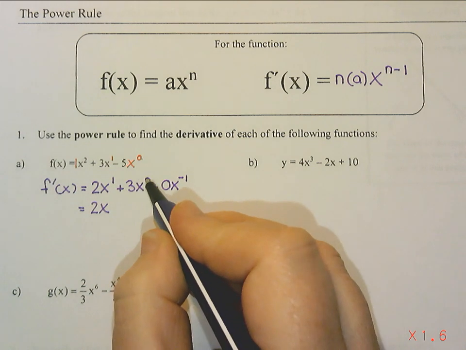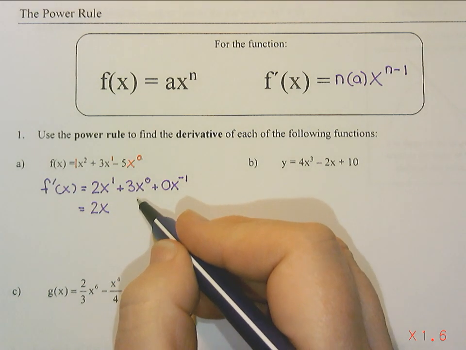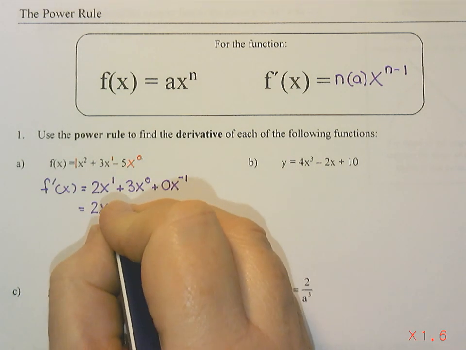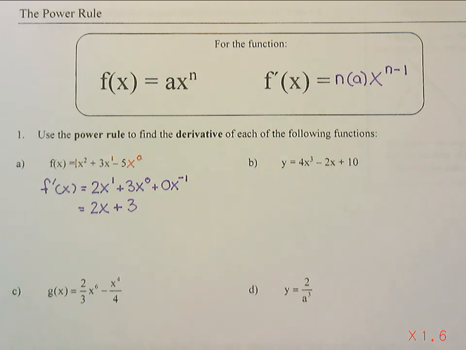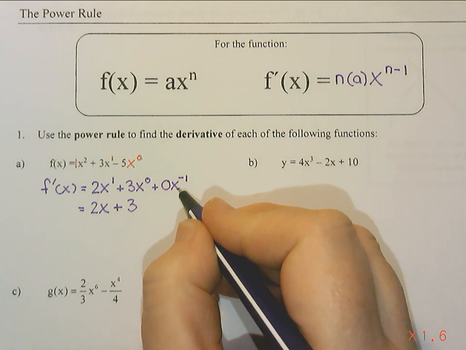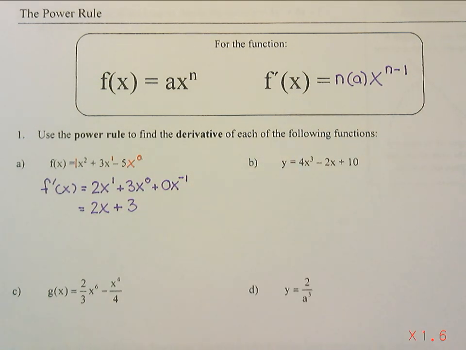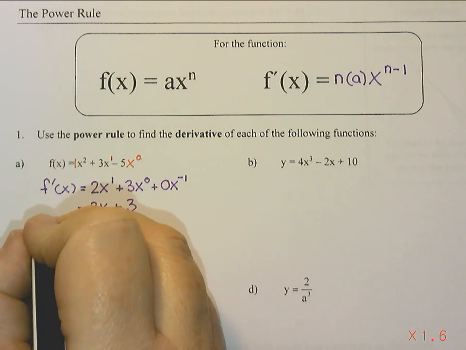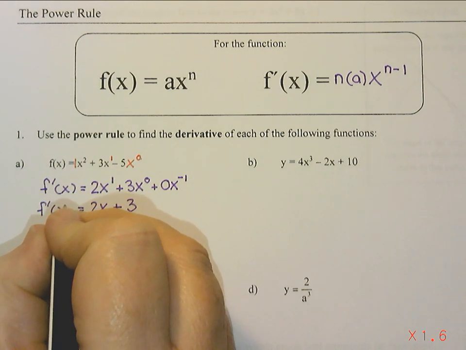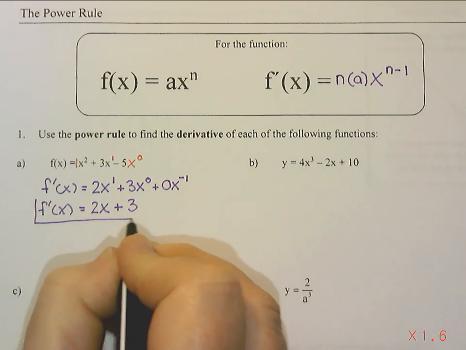3x to the power of 0. Anything to the power of 0 is 1. And then 3 times 1 is just 3. So that's going to be 2x plus 3. And then 0 times anything is 0, so I don't need to write that. So my derivative, f prime of x, is 2x plus 3.